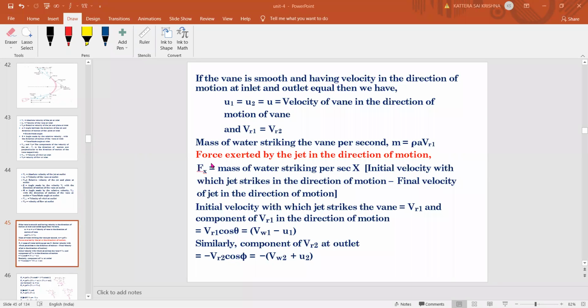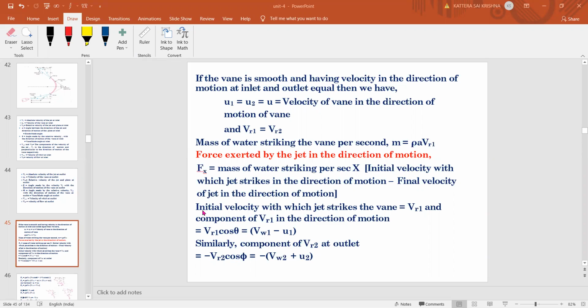Now see the force exerted by the jet in the direction of motion. Already we know this. Fx equals mass per second into initial velocity minus final velocity. The same thing I wrote here in words: mass of water striking per second into the initial velocity with which the jet strikes in the direction of motion, minus the final velocity of the jet in the direction of motion. In short, mass per second into initial velocity minus final velocity of the jet.